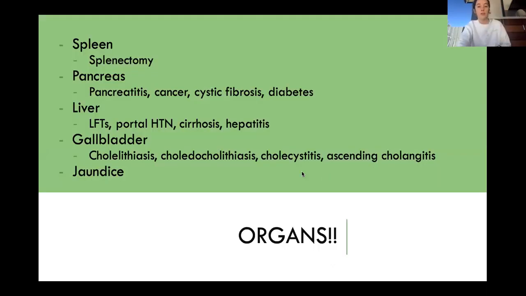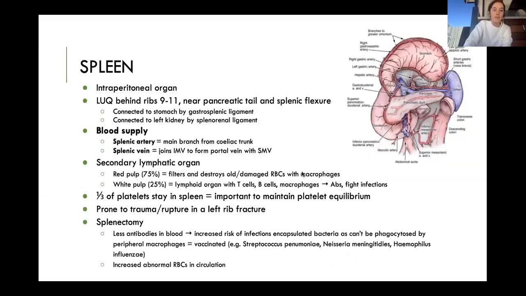So moving on to the organs, which is a bit more interesting. Your spleen is an intraperitoneal organ. It's in your left upper quadrant, and it's connected by your gastrosplenic ligament and your splenorenal ligament. It's supplied by the splenic artery from the celiac trunk and drained by the splenic vein. And the most important thing is that the splenic vein joins the IMV to form the portal vein with the SMV.